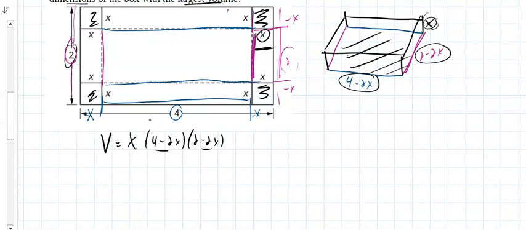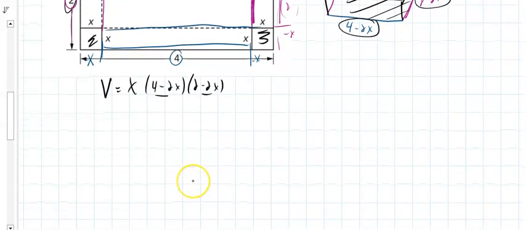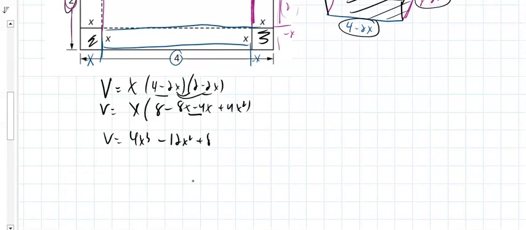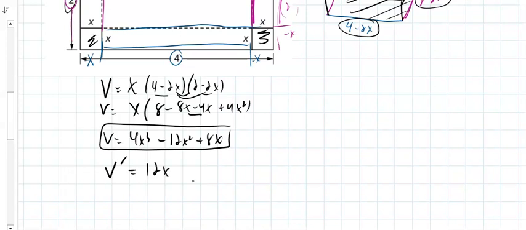I could factor a 2 out of this and a 2 out of this, not that it's going to matter because I'm going to have to multiply those out. If I FOIL those, I'll get 8 minus 8x minus 4x plus 4x squared. So basically the volume is 4x cubed minus 12x squared plus 8x. There's my volume. So the hard part in this section is coming up with the equation. Once you get the equation, well, we know what to do. Take a derivative. That's 12x squared minus 24x plus 8.